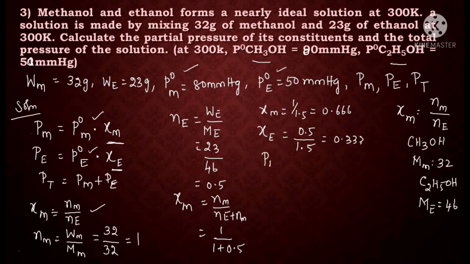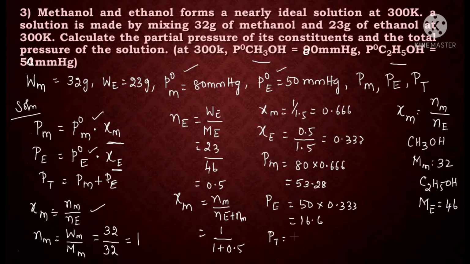So how to calculate Pm? Pm is equal to P0 value. P0 value for methanol is 80. Okay, 80 into Xm, and the Xm value is 0.666. So the answer is 53.28 mmHg. Right, likewise you should calculate for ethanol also. The P0 value of ethanol is 50 and the Xe value is 0.333. What is the answer, students? It is 16.6.